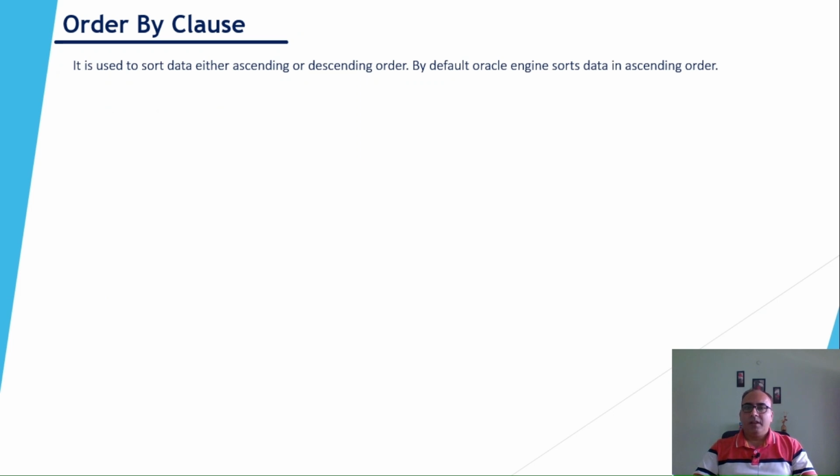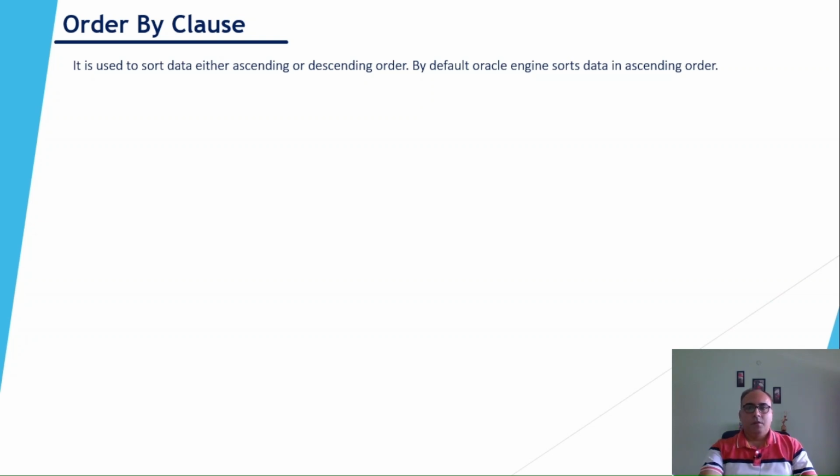Then we have order by clause. So this is basically used to sort data. Using this particular clause, we can either sort data in ascending order or descending order. By default, Oracle engine sorts data in ascending order. If we are not specifying anything, it will sort data in ascending format.